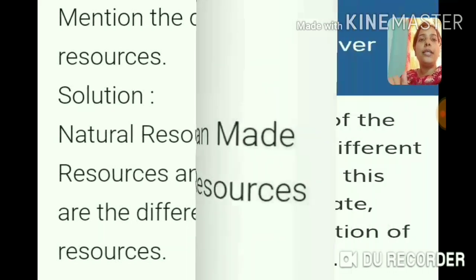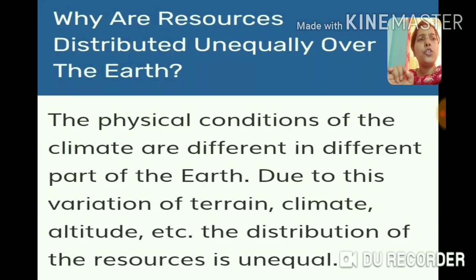The next question is, why are resources distributed unequally over the earth? Unequally means not divided in an equal way. The reason is that the physical condition of that place or the physical condition of the climate is different in different parts of the earth. Yes, due to the variation of terrain, climate, and altitude, meaning height, the distribution of the resources is unequal.